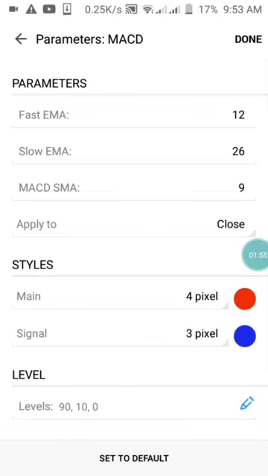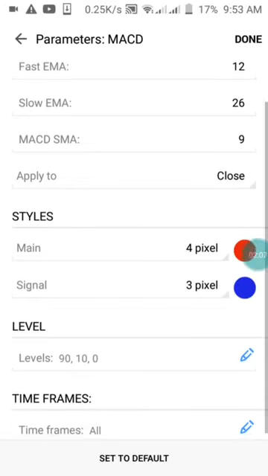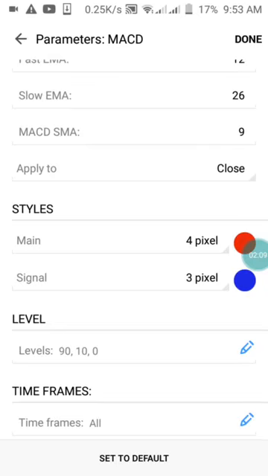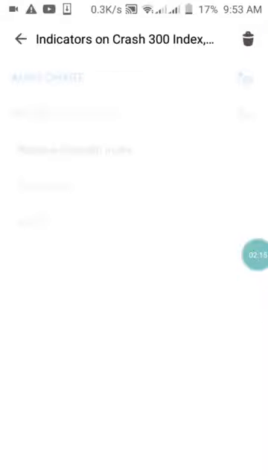In our MACD, you set it up like this. We have our fast EMA at 12, our slow EMA at 26, and MACD SMA at 9. We also have apply to close, and we have the style as our color here. We have different levels: 90, 10, and 0. Then you press done.